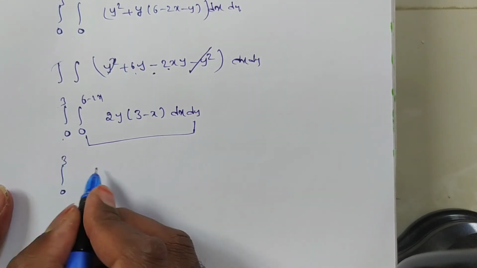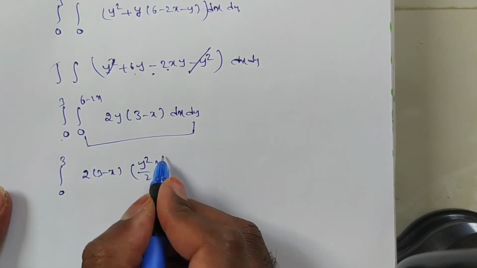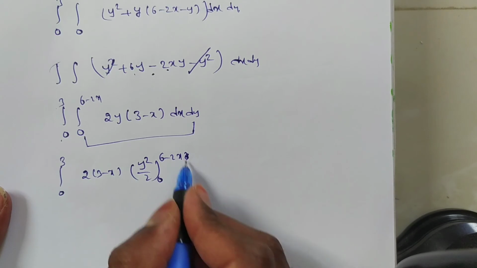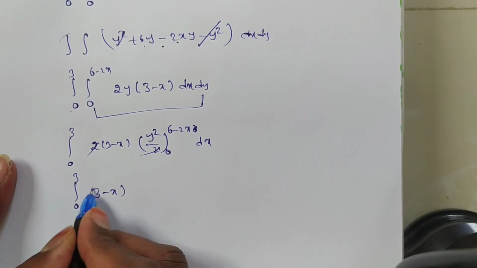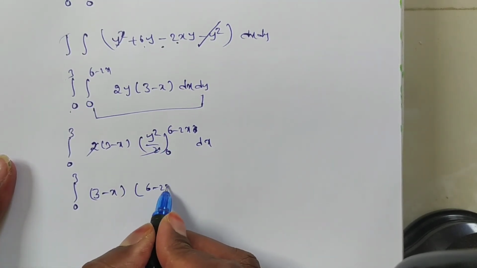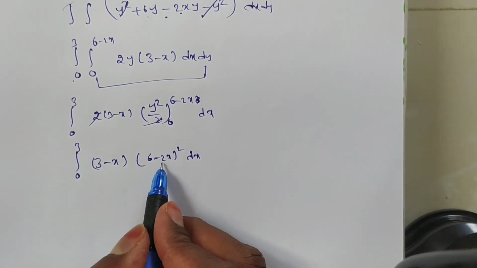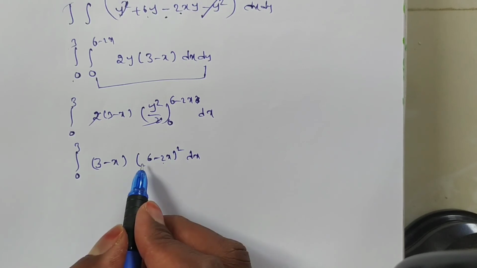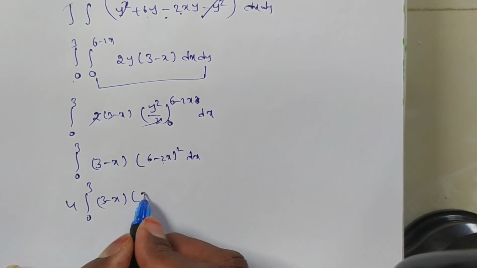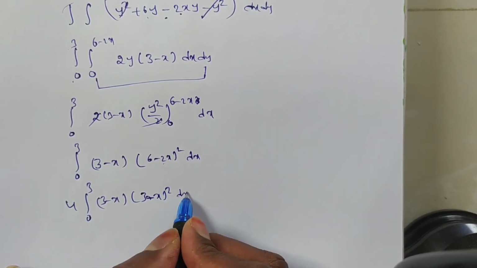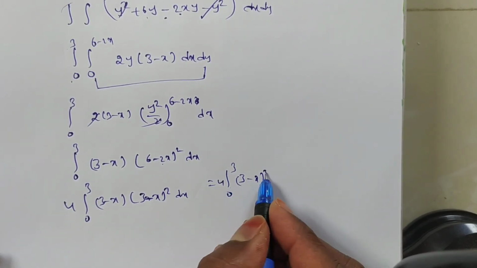Anyway, integral 0 to 3. Now 2 times (3 minus x) is outside, and the y integration is y square by 2, with limits from 0 to 6 minus 2x, into dx. So here 2 and 2 get cancelled. Integral 0 to 3, (3 minus x) times, if you substitute the upper limit, you will have (6 minus 2x) whole square, minus the lower limit, substituting 0. So I am keeping it the same. Now from this you can take 2 common; if you write 2 outside, 2 square will come. 4 times integral 0 to 3, (3 minus x) into (3 minus x) whole square into dx. So this is equal to 4 times integral 0 to 3, (3 minus x) whole cube into dx.